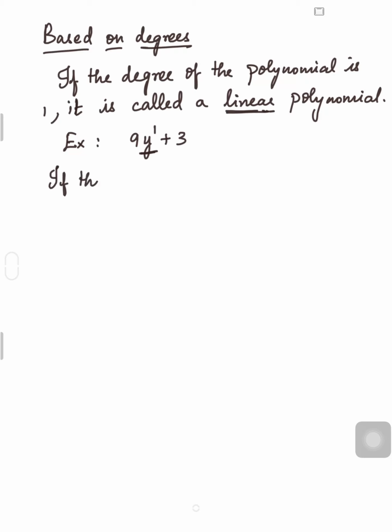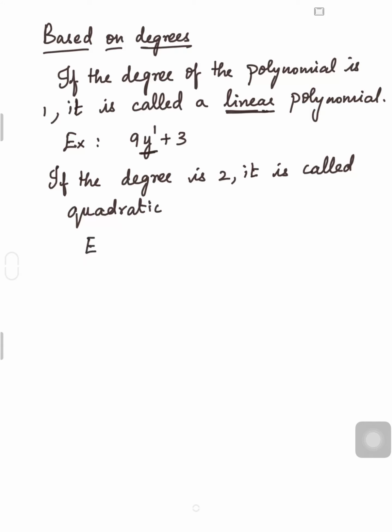Suppose the degree is 2, it is called a quadratic polynomial. For example, a squared plus a minus 6. Here the variable used is a. Here the power is 2 and here the power is 1, which is highest 2. So the degree is 2. So it is called what polynomial? Quadratic polynomial.